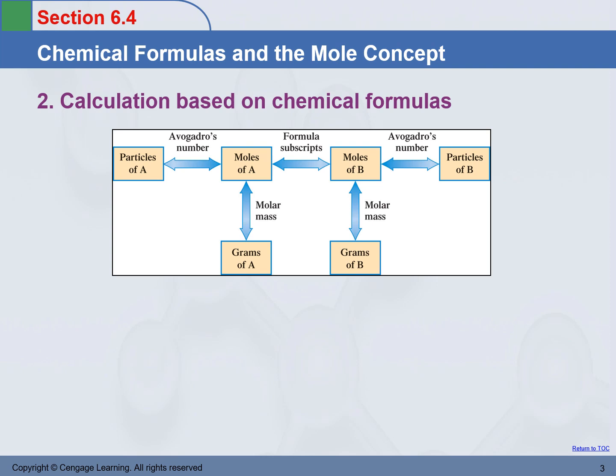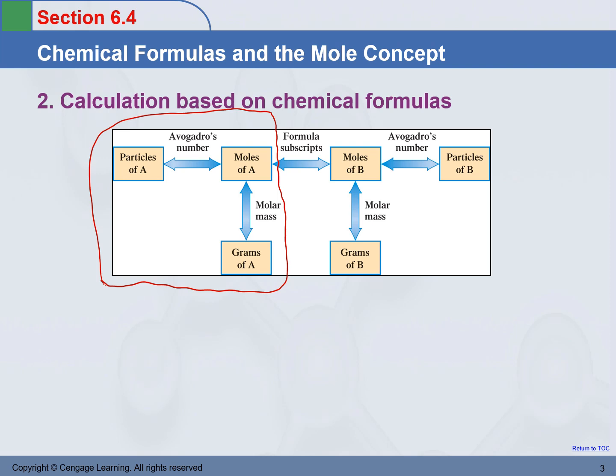All right, calculation based on chemical formulas. In the first kind of calculation, we introduced a flow chart that we kept following. In that calculation, that flow chart basically is half of today's flowchart. Given grams of something, we are using A as an example. Given grams of A, we can get moles of A and particles of A back and forth.